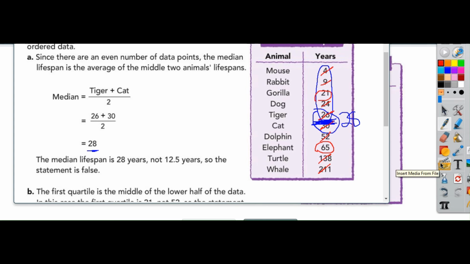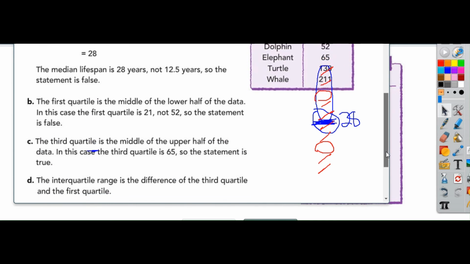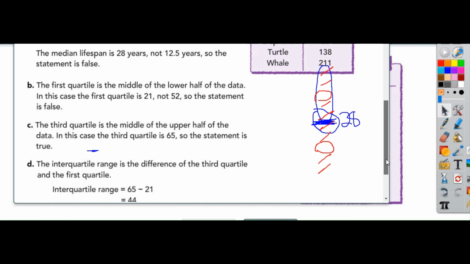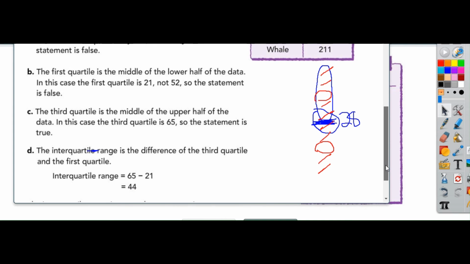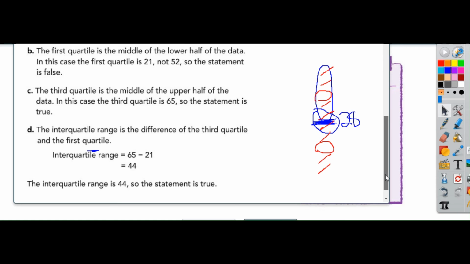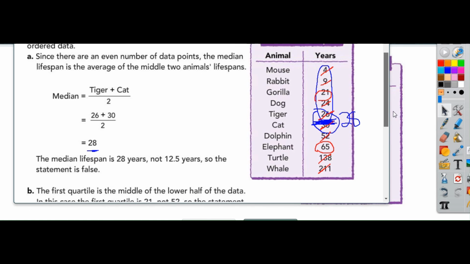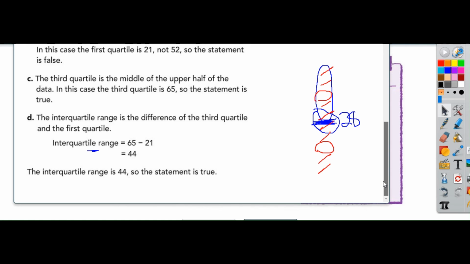So I'm going to check to see if that is true for C. So the third quartile is the middle value of the upper half of the data set. In this case, the third quartile is 65. So C is true. Now the last part is to find the interquartile range. So interquartile range is the highest value minus the lowest value. So if we look here, quartile 3 is 65 and quartile 1 is 21. So 65 minus 21, and we end up with 44. So the interquartile range is 44, and that's what they said. So this statement is true.